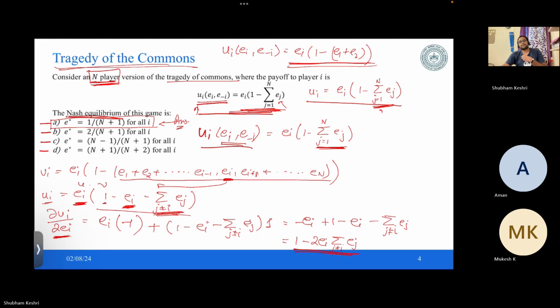Any doubt? So Mukesh, I saw you have joined late. If you have doubt in this question, we can just repeat it again for you to understand. Is it all right?